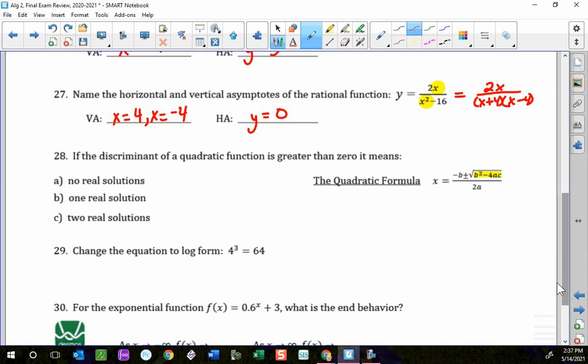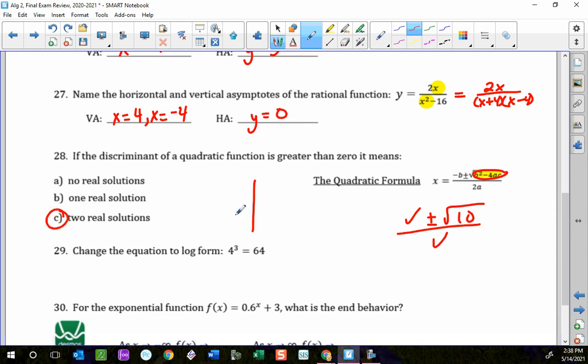Okie doke. So quadratic formula. If the discriminant of a quadratic function is greater than 0. So remember, the discriminant is the part inside the radical. So that means I'm going to have a plus or minus, and it's going to be a positive number in here, like let's say 10 or whatever. And then I got a number here and a number there. So I'm going to have two answers, two real answers. There's no imaginary solutions here. There's no negative under the radical. So I'm going to have a number plus radical 10 over another number, and a number minus radical 10 over another number. All right, so that's two real answers.